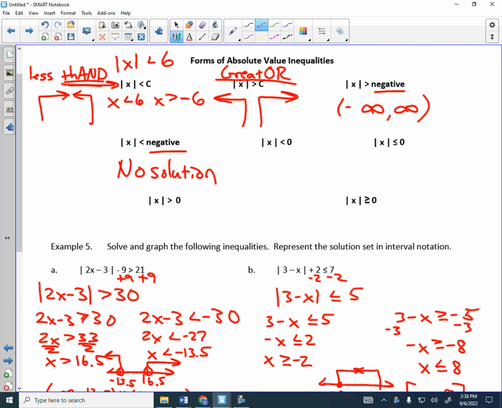Could an absolute value be less than 0? What kind of numbers are less than 0? Negative numbers. So would that have a solution? No, no solution there. Okay.